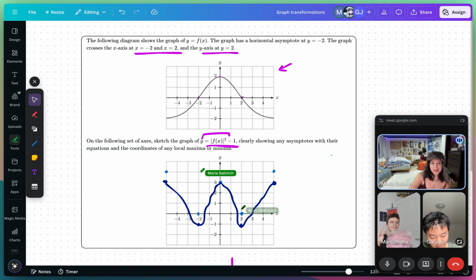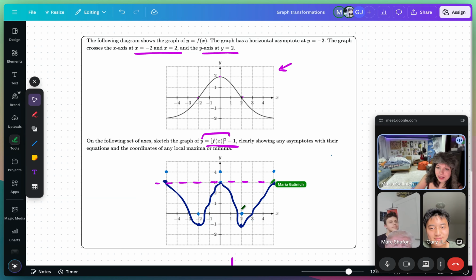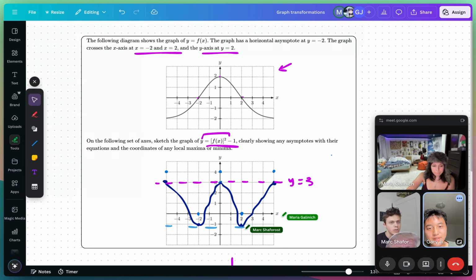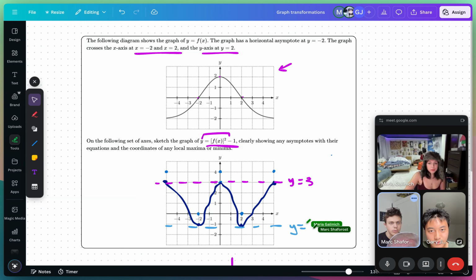Great. Okay. The last part of the question is to show the asymptote. And don't forget, there's going to be an asymptote down at the bottom as well, due to the fact that the numbers cannot go below. Yes, that's true. And that will be y equals -1.